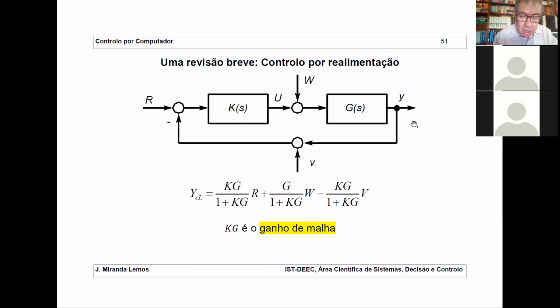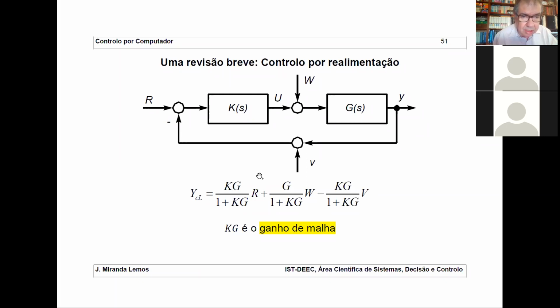We use superposition. So we compute the transfer function between R and Y, assuming W and V are 0. Then we compute the transfer function between Y and W, assuming R and V to be 0. And the same for Y and V, assuming W and R to be 0. And then we add everything. This is what we have here, okay?